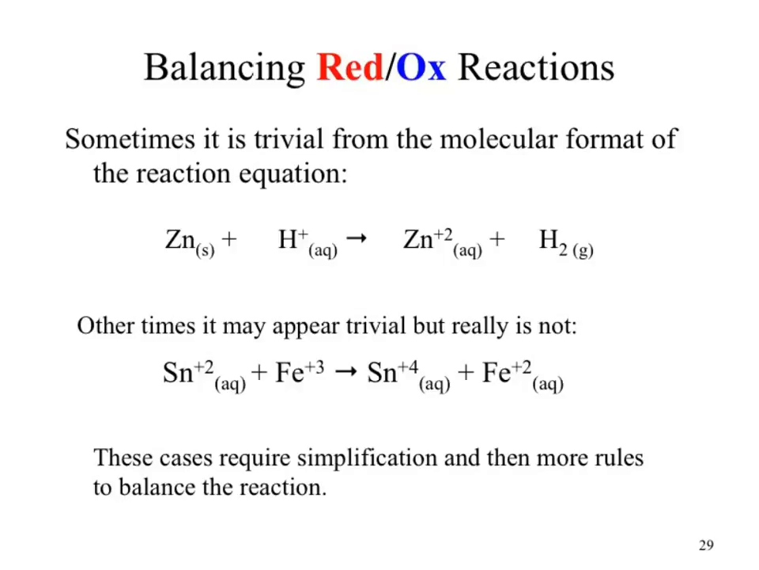Other times, it may appear trivial, but it is not. So this equation looks kind of familiar, right? We just did this. Is this equation balanced? See, tin and tin, how many tins? 1 and 1, so, okay. Iron and iron, 1 and 1, so we might say it's balanced.